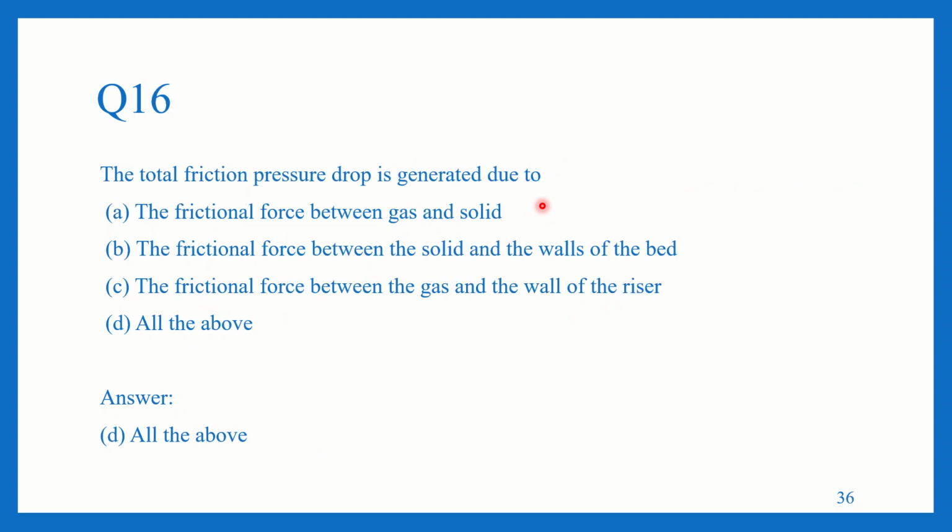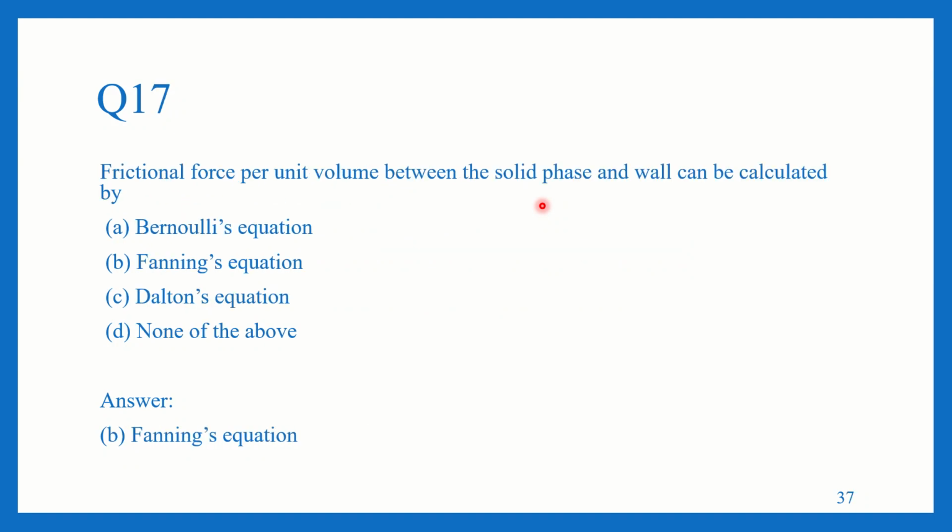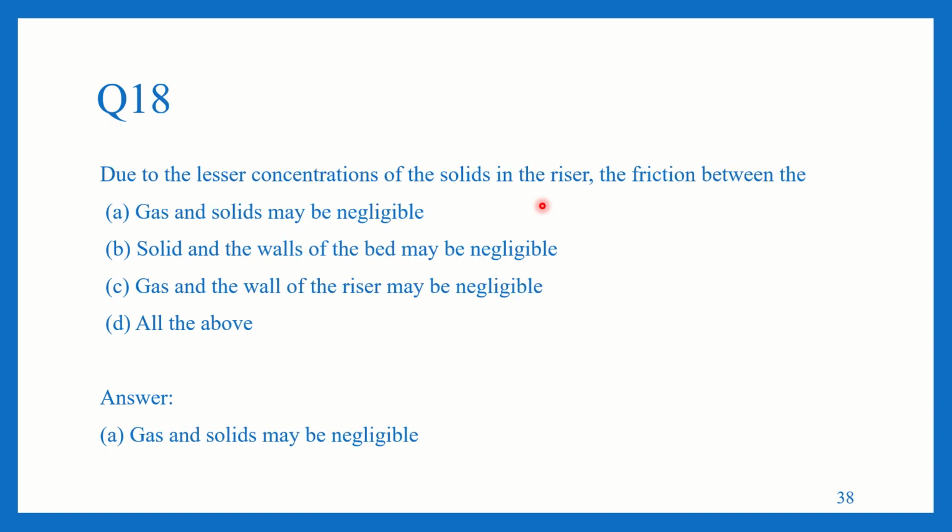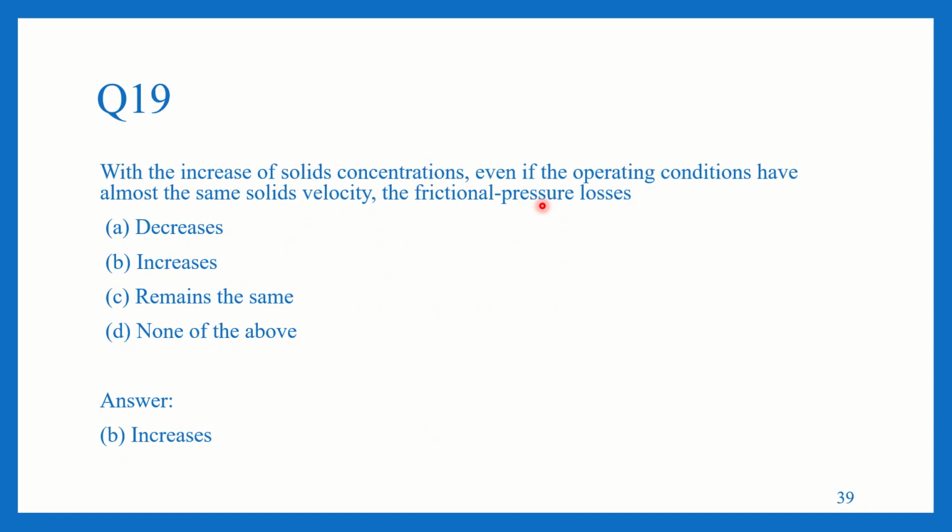And the total frictional pressure drop is generated due to frictional force between the gas and the solids, the solids and the wall, and the gas and the wall, all of the above. And frictional force is calculated using Fanning's equation. At lesser concentration, the friction between gas and the solids can be neglected. And with an increase in the solids concentration, we need to include the friction force between the gas and the solids.